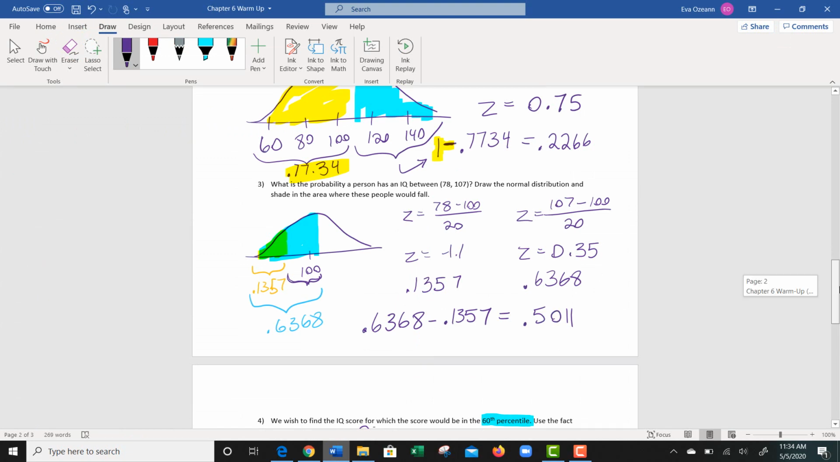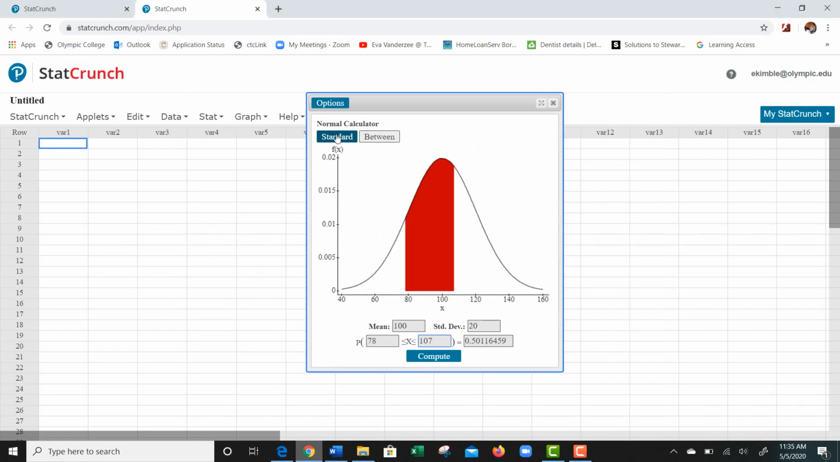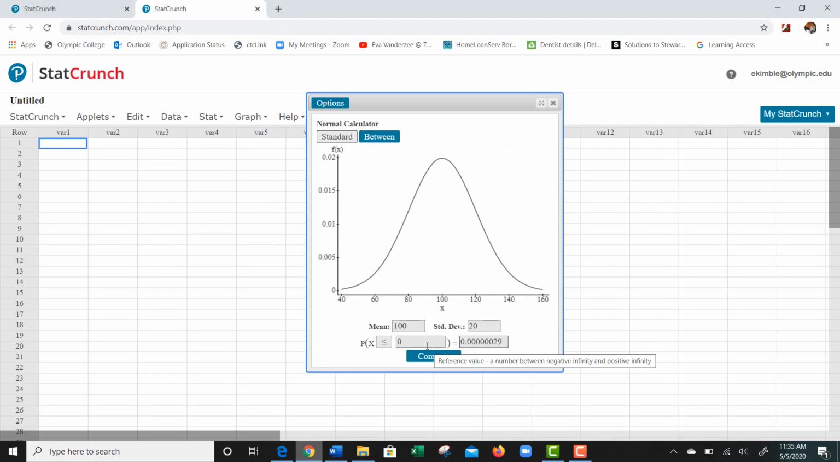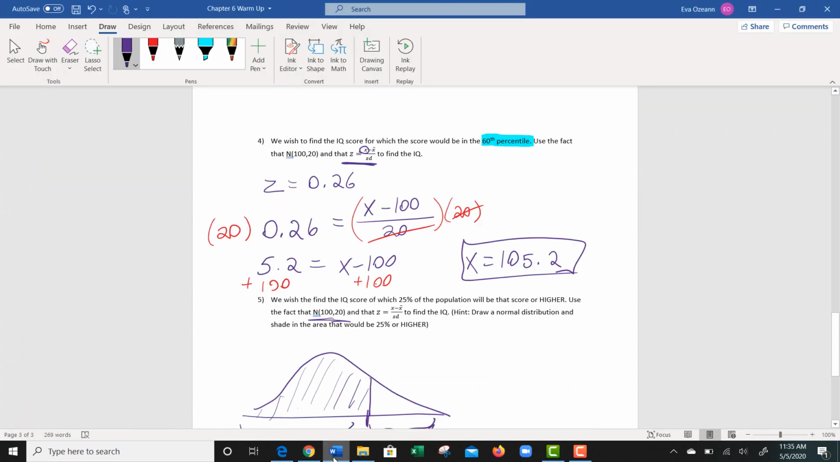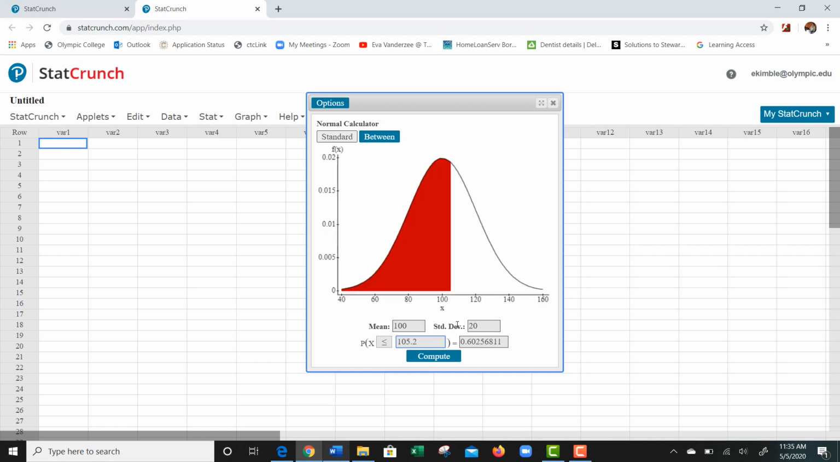Which is wonderful. Now, let's say we want to check our work on this one. StatCrunch doesn't let you reverse percentiles. However, if somebody's in the 60th percentile, that means that the 60% is going to be the area to the left. So let's go back to the standard view and plug in our answer to see if it equals around 60%. Let's plug in 105.2. And look at that, we get 60.25%, which is very close.